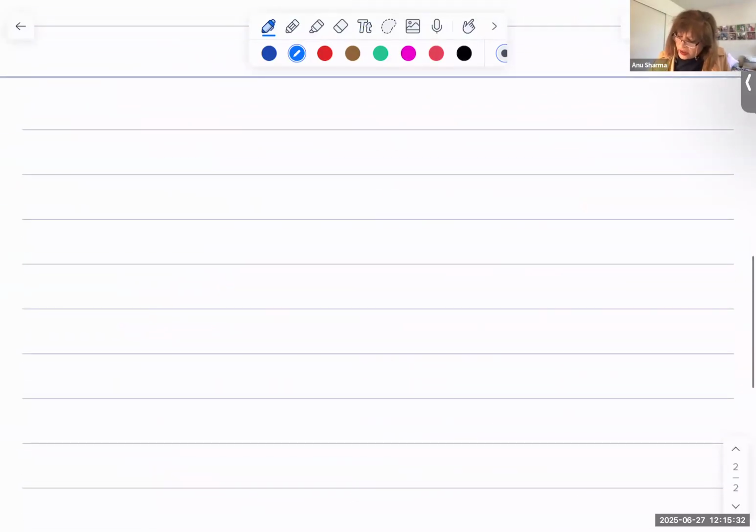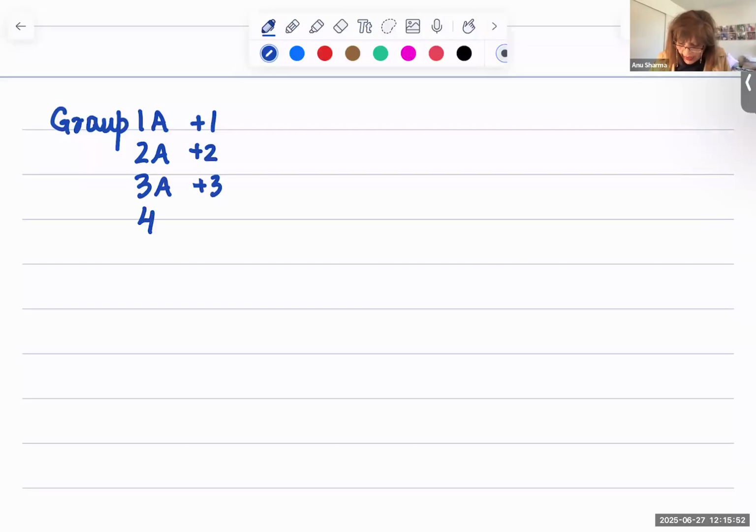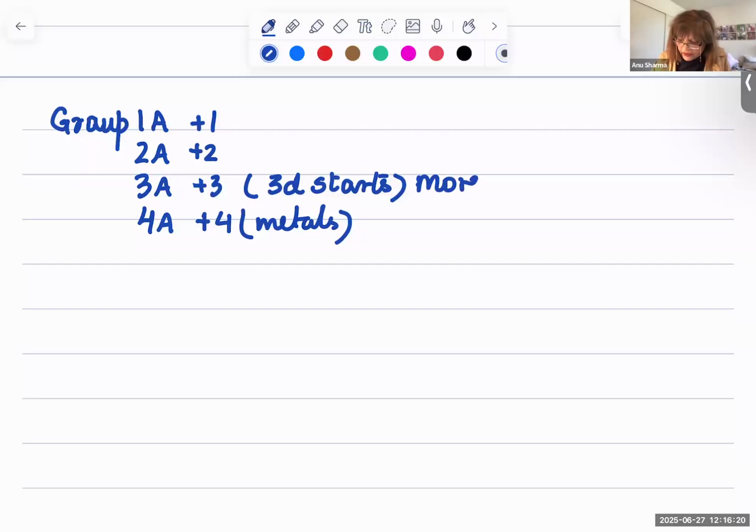Charges, all that. So just to summarize one more time, we know that the group number matches with the valence electrons and the charges. So group 1A is plus 1 charge, 2A plus 2, 3A plus 3, 4A plus 4 for the metals. This is for the metals +3, and it can also have more, because in the third energy level there is a D block. Remember, the 3D starts, so you will have to check the table for the elements. From here it starts variable charges.